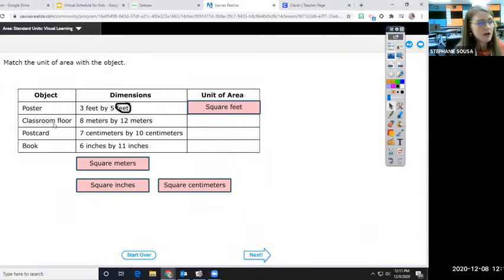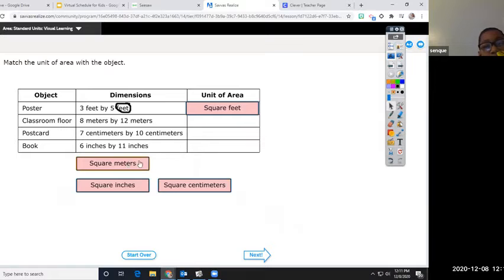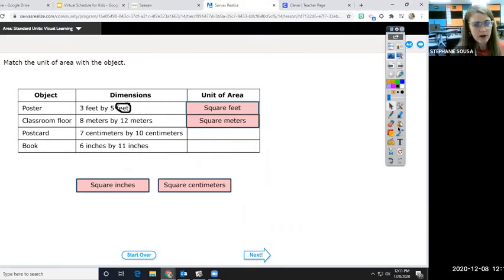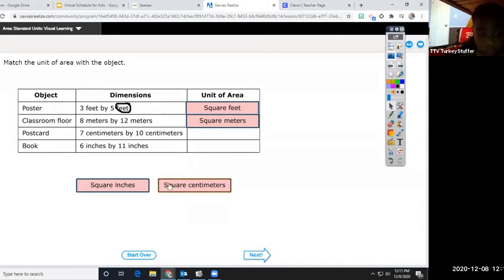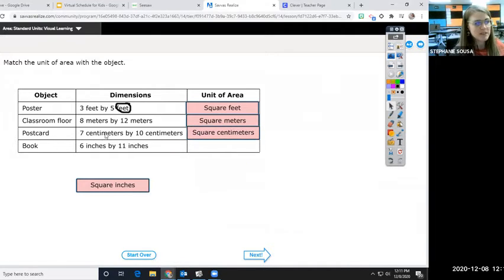Okay. Classroom floor is 8 meters by 12 meters. So what is the area label going to be? Square meters. Good. We've got the word square and we've got the word meters. What about this one? A postcard that you get in the mail. Square centimeters. Oh, you're jumping ahead of me now, but you're right. 7 centimeters by 10 centimeters. So that's going to be square centimeters.